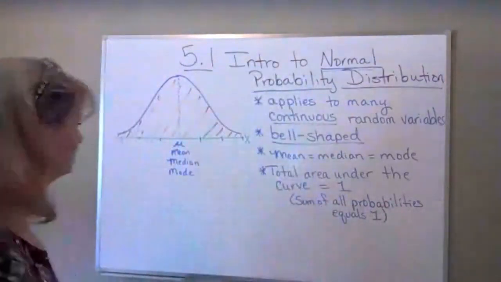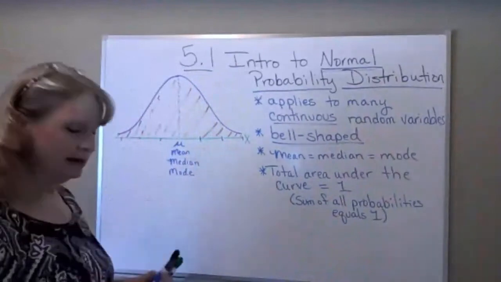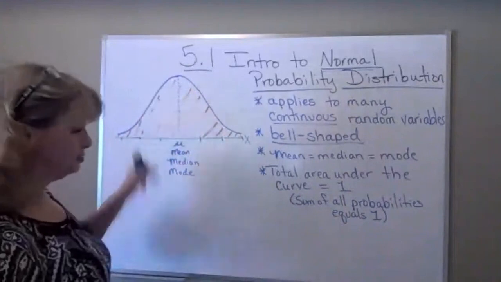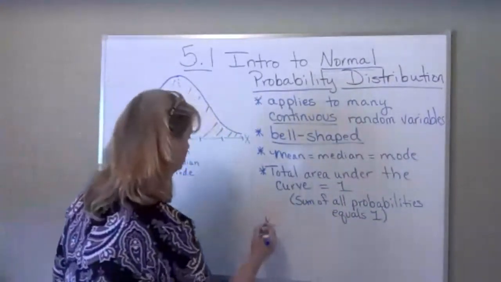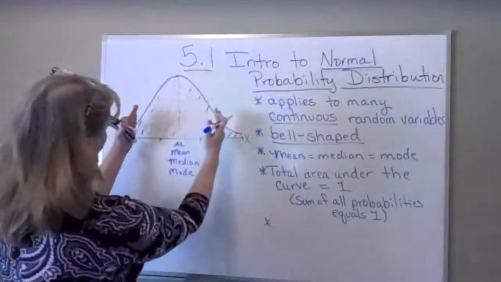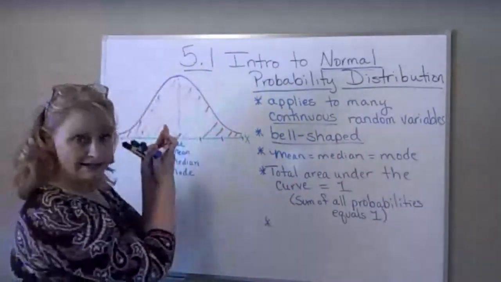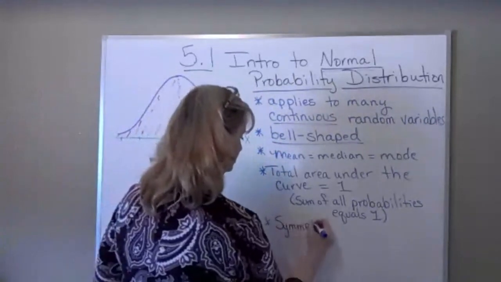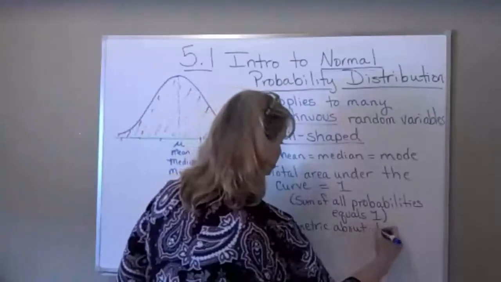Some other characteristics of the normal distribution: that mean, median, and mode divides it up into 2 equal pieces. So this is symmetric about the mean, median, and mode. That's the word symmetric, meaning that the 2 halves are equal, that if you were to fold it on the mean, those 2 curves would match up exactly. So it is symmetric about the mean, median, and mode.